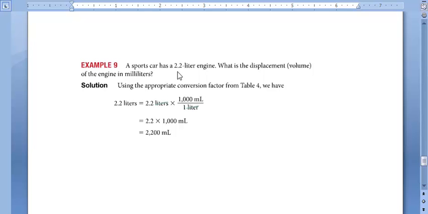A sports car has a 2.2 liter engine. What is the displacement volume of the engine in milliliters? So we have liters, we want milliliters. So we say we have 2.2 liters. That's equal to 2.2 liters times, well, there's 1,000 milliliters in 1 liter. So we can cancel out the liters. This is my conversion factor. So I go 2.2 times 1,000 milliliters, and that gives me 2,200 milliliters.